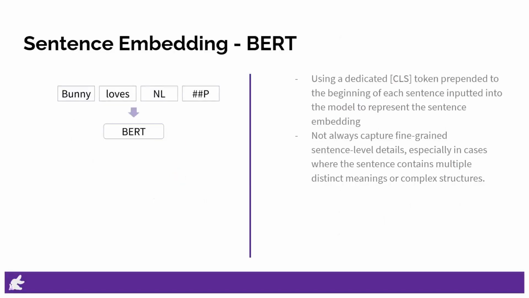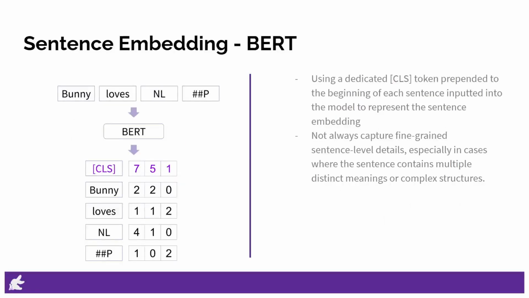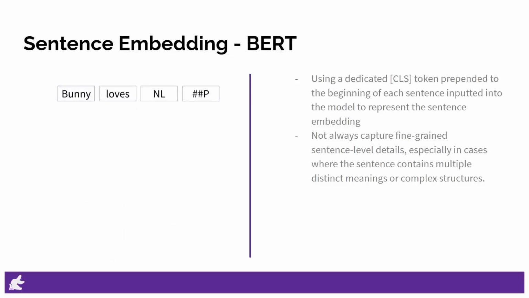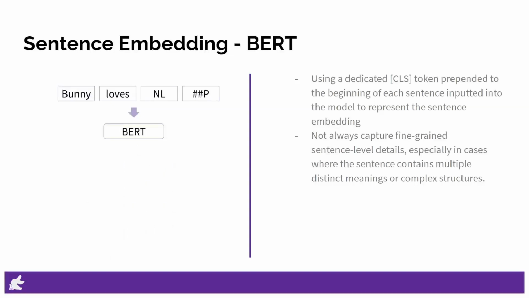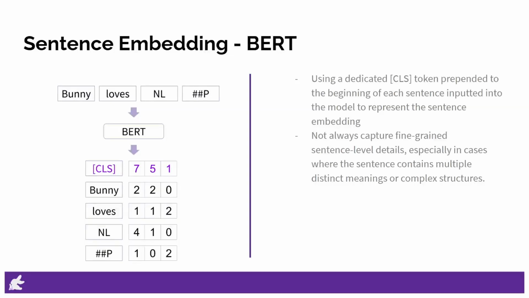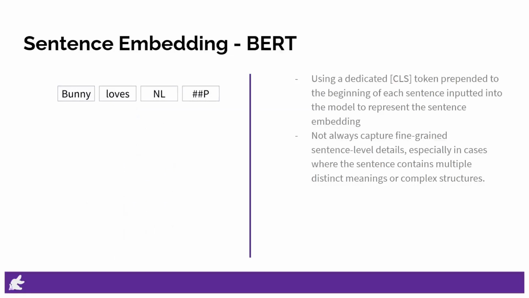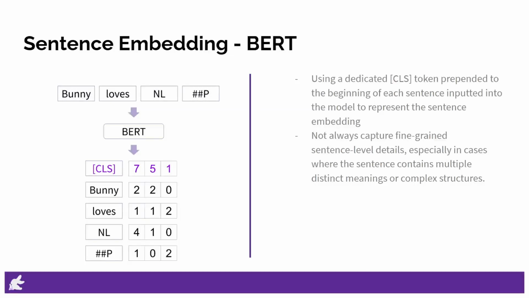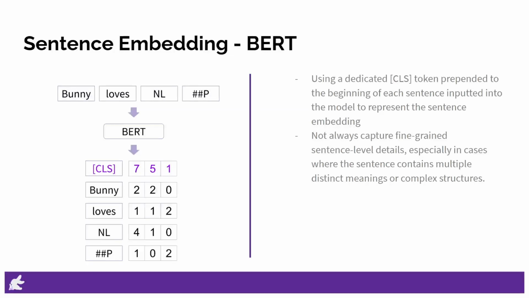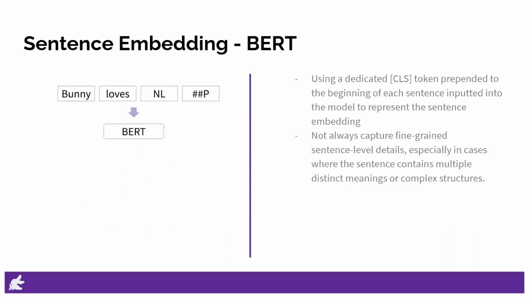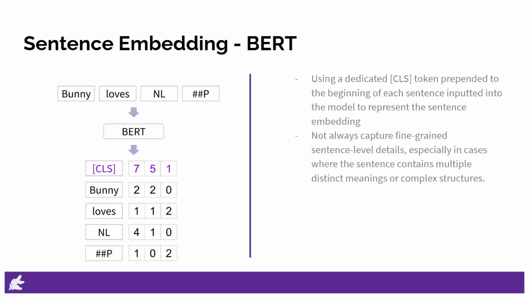The CLS token is a special token used to represent the entire input sentence when generating sentence embeddings. It stands for classification and is typically used in tasks that involve sentence-level classification or understanding. It's important to note that while the CLS token provides a useful sentence embedding, it may not always capture fine-grained sentence-level details, especially in cases where the sentence contains multiple distinct meanings or complex structures.